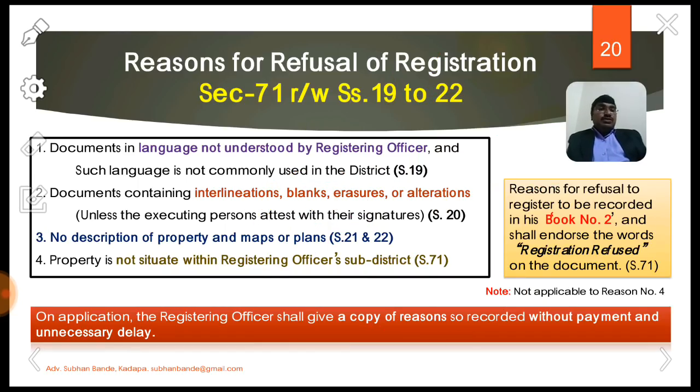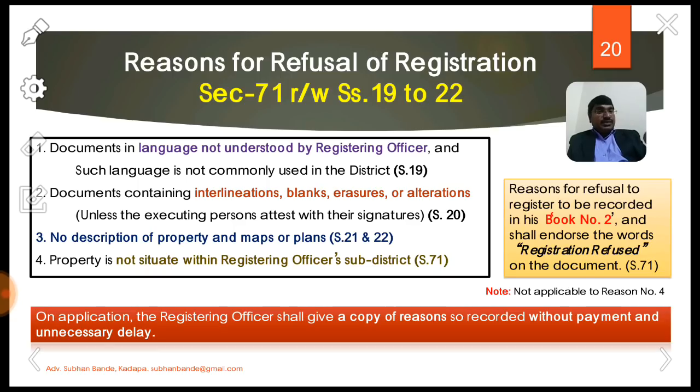Like this, they need to describe the property. They need to produce the map related to the property. In case of a building, they need to produce the plans and approvals by the appropriate authorities. Without the description of the property, maps, plans or other documents, the registering officer cannot accept it for registration. He may reject the registration if there is no description of property and maps or plans, as under sections 21 and 22.